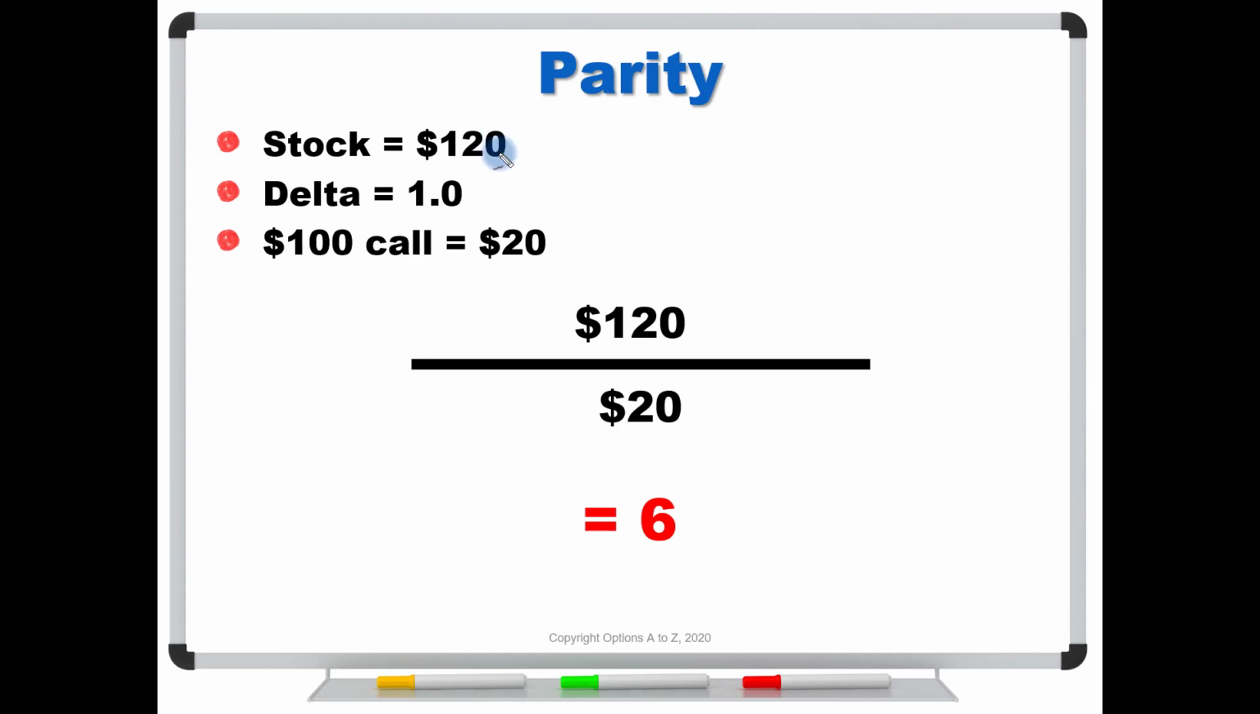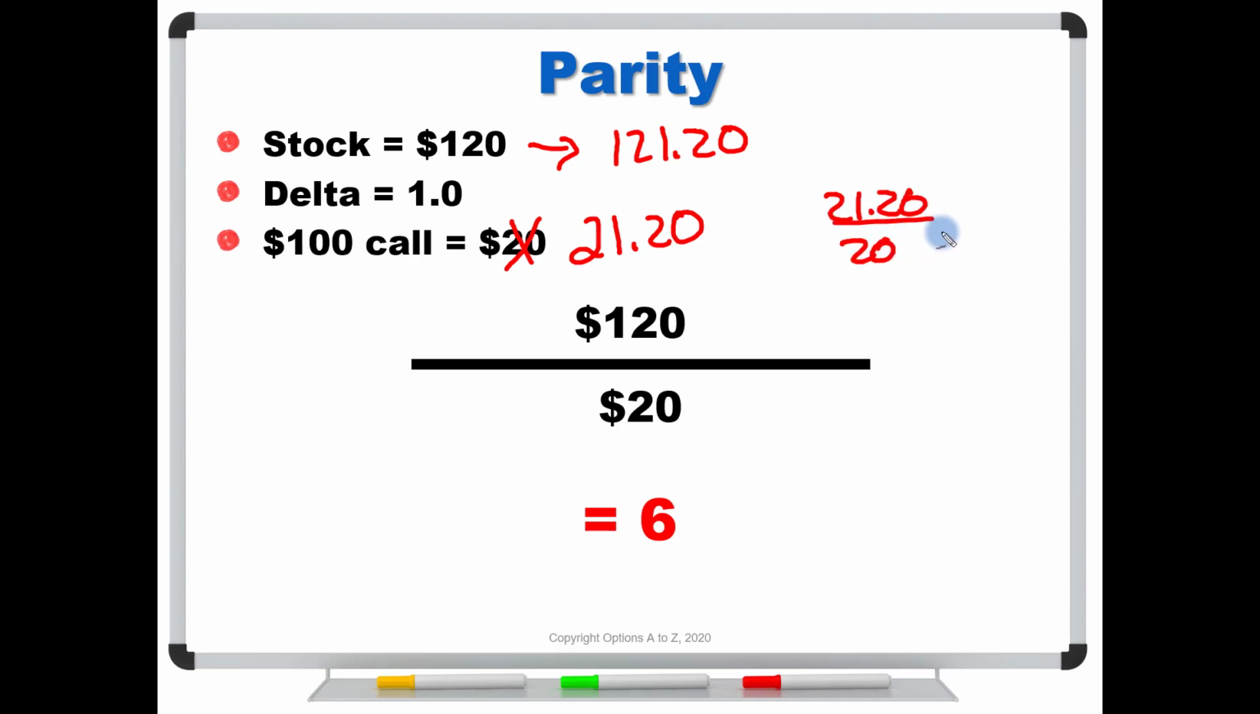So let's try it here real quick. If the stock rises 1% from 120, that's going to give you 121.20. And that means this call is going to be trading for 21.20. So if we take 21.20 divided by the old option's price of 20, it equals 1.06, which is saying it has increased by 6%.